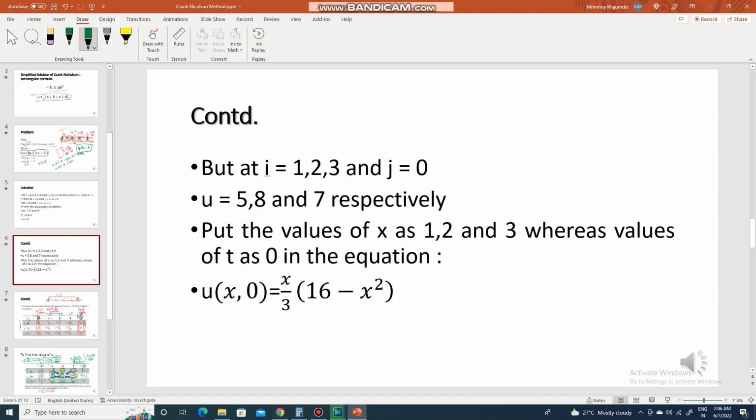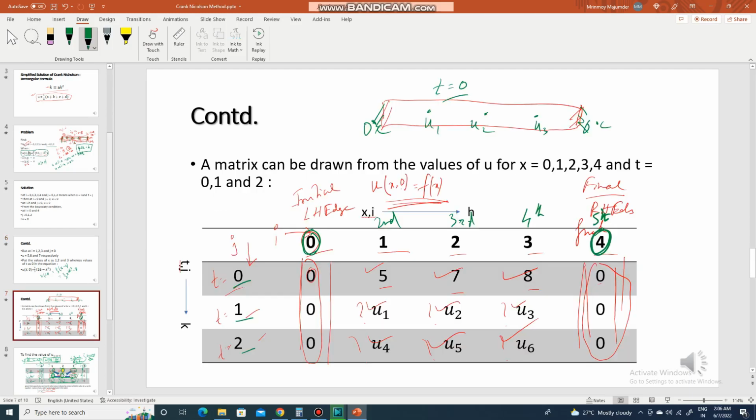that at U2,0, this is equal to 2 by 3 into (16 minus 4). So this is 2 by 3 into 12. So 3, 4, these will become 8. So u at 2 in the initial time is 8.